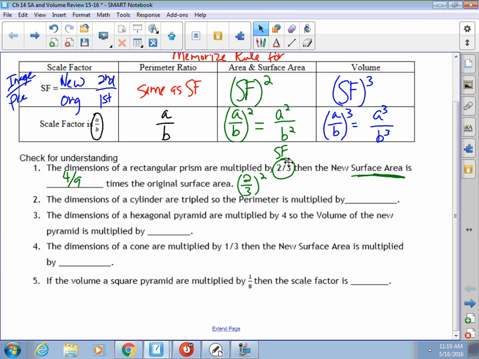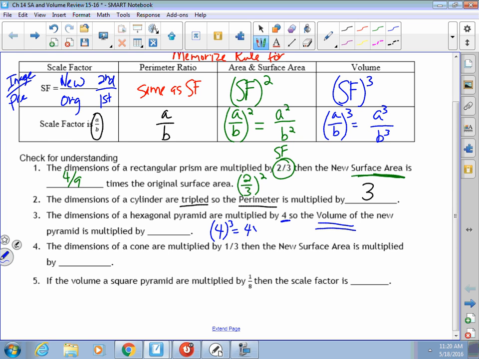Now, the next question says the dimensions of a cylinder are tripled, so the perimeter is multiplied by what? So we're talking about tripling and perimeter. So we're going to multiply by 3. It stays the same. Triple means 3. Then the dimensions of a hexagon pyramid are multiplied by 4. Then they want us to find the new volume. So here's my scale factor, 4. We're talking about volume. What do I do to the scale factor for volume? Exactly, if you said cube it. So we have to cube it, which means 4 times 4 times 4. This answer would be multiplied by 64.